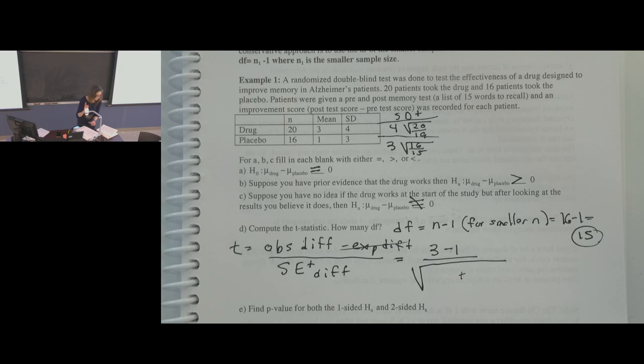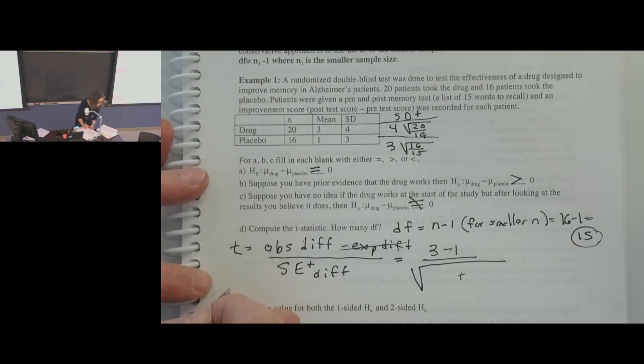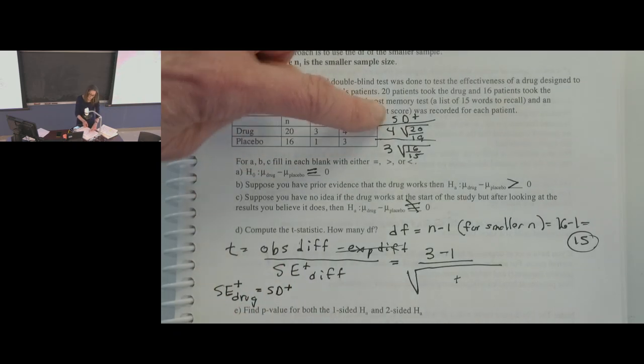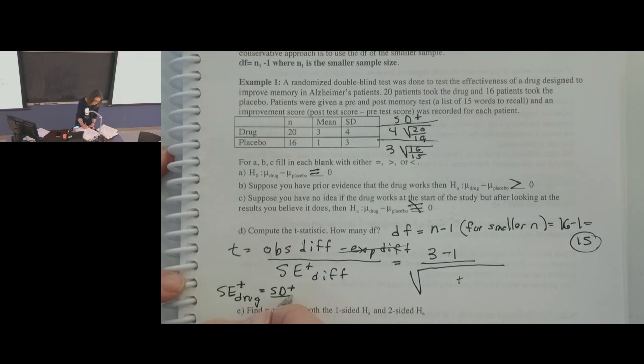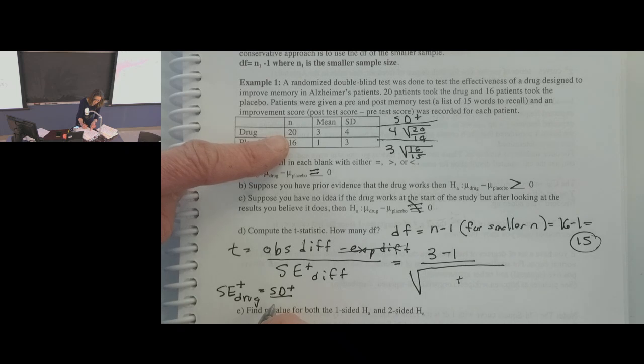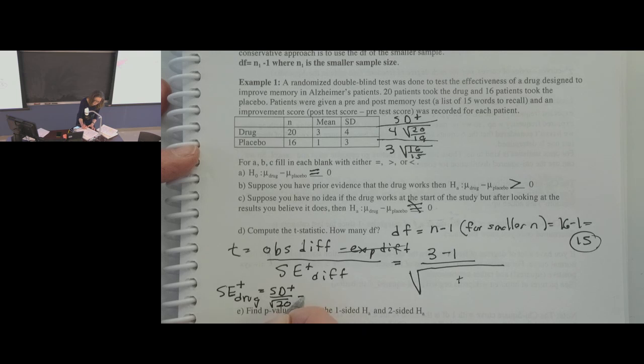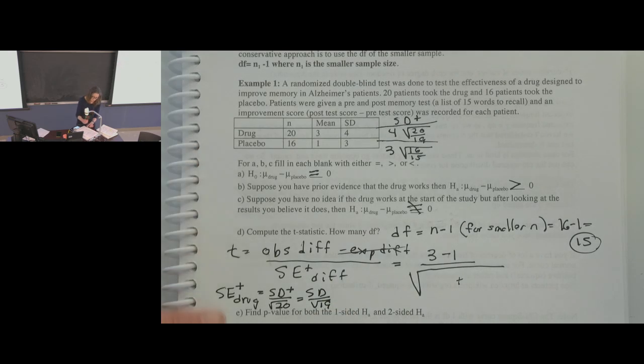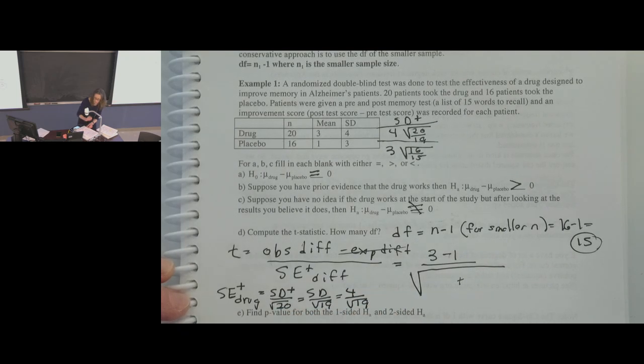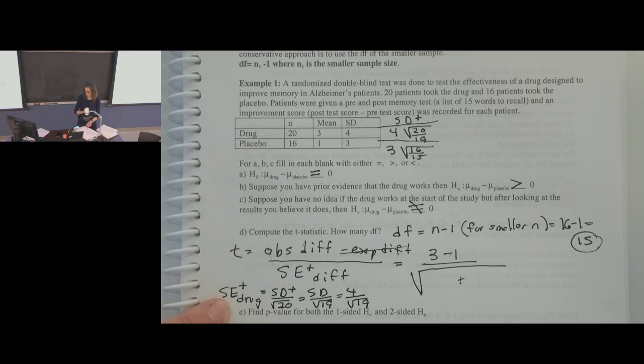Let me just remind you what we're doing here because this is kind of confusing. So the standard error plus for the drug is what? It could be SD plus over the square root of n, which is 20, square root of 20. But that's the same thing as using SD over the square root of 19. So either one, which would be equal to, I find it easier to do that, 4 over the square root of 19. Okay, that would be for the drug.